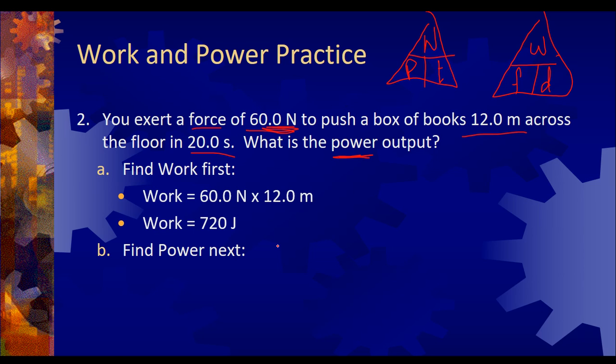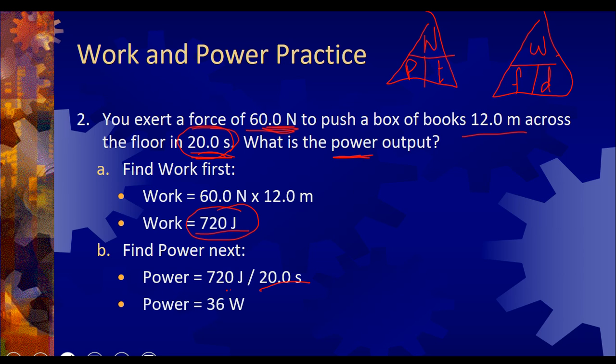Now I can use this and solve for power because they gave me time. Again, you have to solve for work first. You can't immediately solve for power. So power is work divided by time. That's my work from the previous problem. This is the time they gave me right here. I'm going to divide and get 36 watts.